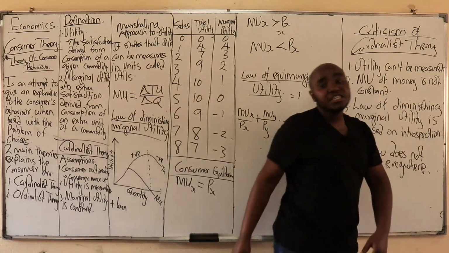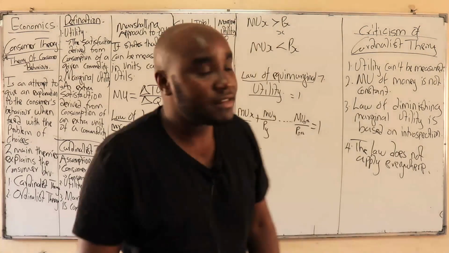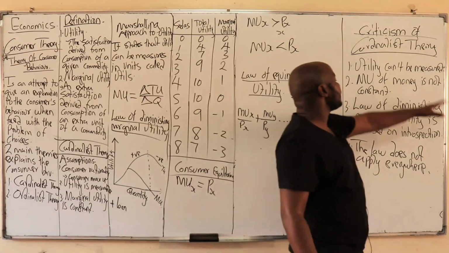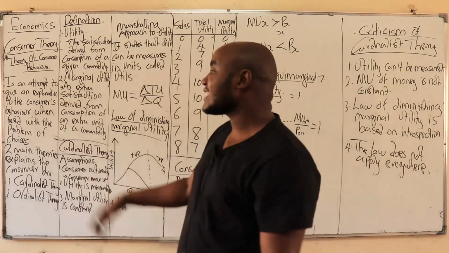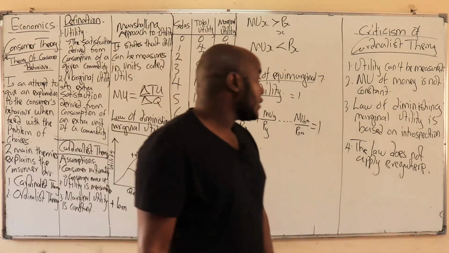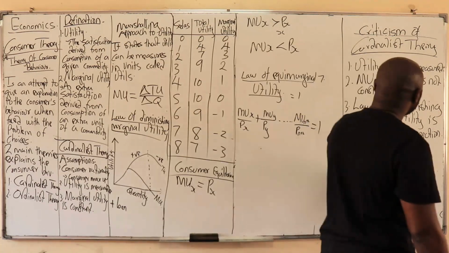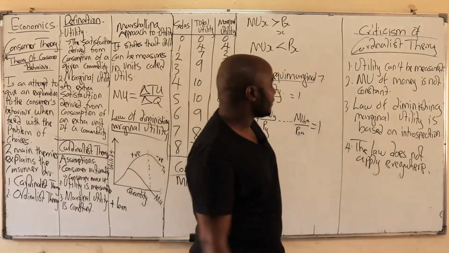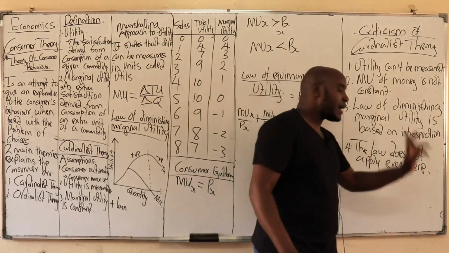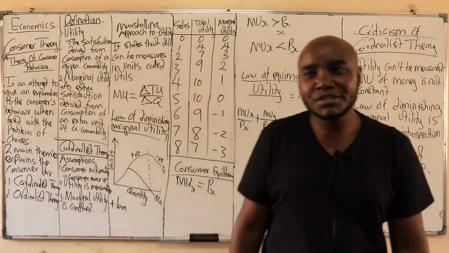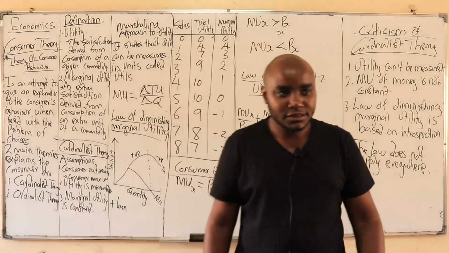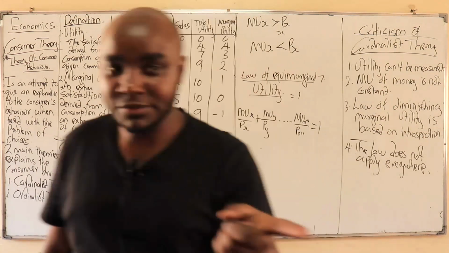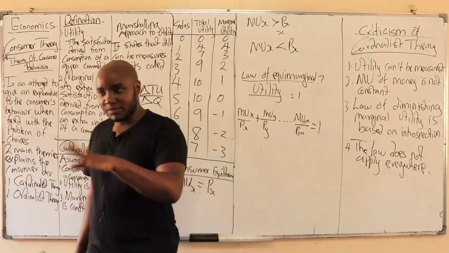Like, you cannot measure utility in layman's language, that you are measuring by satisfaction. The marginal utility of money is not constant. Extra satisfaction is not constant. The rule of diminishing marginal utility is based on introspection or personal experiences. Then the rule does not apply everywhere, for instance, let's talk about money.